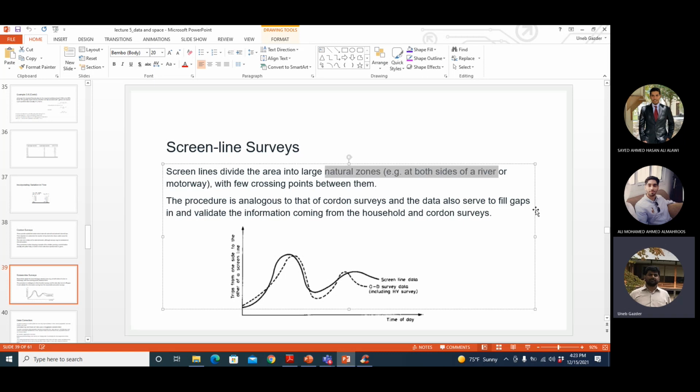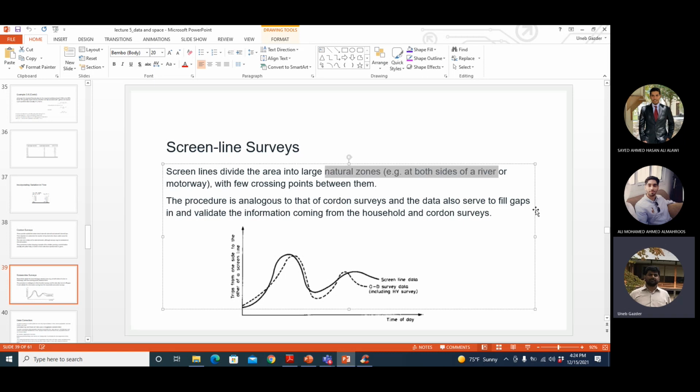Okay, there are some cities which are divided by a motorway. For example, Sheikh Isa bin Salman Highway, it may be passing through the middle of the city. So one side of the highway is one zone, the other side is another zone. The reason for choosing these objects as a screen line is that the number of crossing points will be minimized.